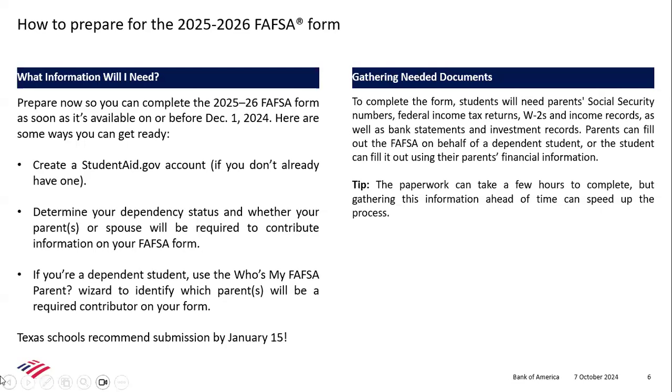As far as gathering needed documents, some of the things you'll need if you're a student: your parents' social security numbers, federal income tax returns, so those 1040s, W-2s, income records, things like bank statements, investment records such as 401ks, retirement accounts, liquid assets, things like that. Also, your parents can certainly help fill this out. If you're a dependent student, they're probably going to provide you with some of this stuff.